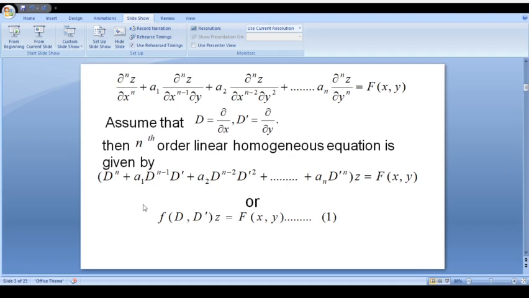This differential equation is represented simply as f of D comma D dash, because it is a function of D and D dash. Instead of writing such a lengthy equation, we make it short and denote it by f of D comma D dash operated on z, equal to f of x, y. So both this equation and this equation are one and the same.